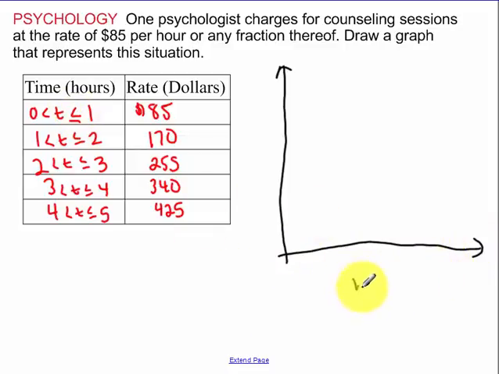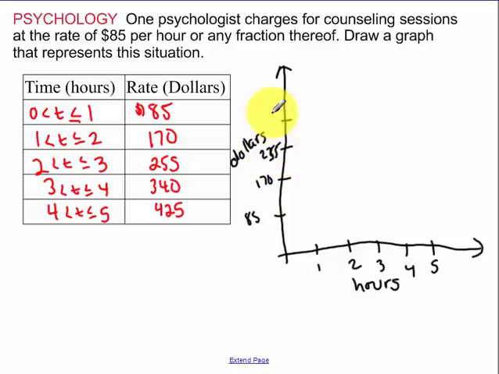Here, let's talk about hours. Along here, we're going to talk about the dollars. So we're labeling our axes. Let's just go in the increments of what we were given. 85, 170, 255, I apologize, 340, since they're even intervals.